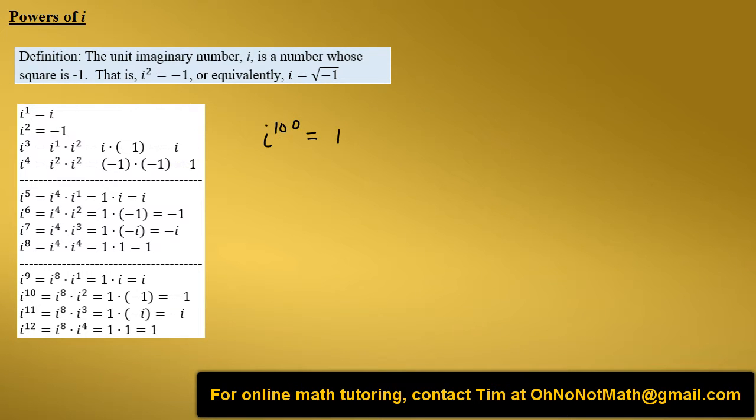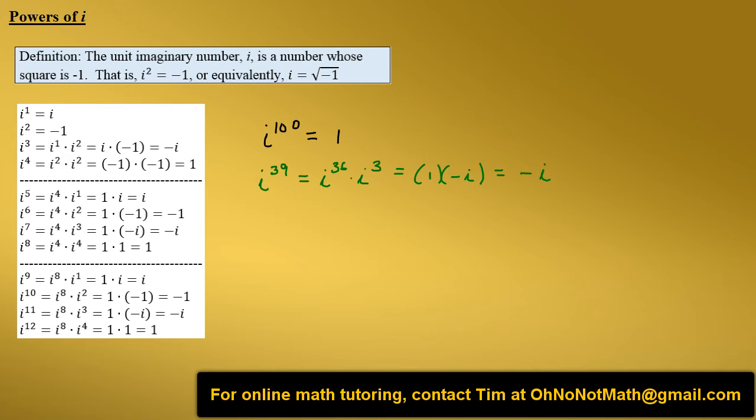Now what if we want to simplify a power of i with an exponent that is not a multiple of 4? Let's say we have i to the 39, for example. We can rewrite this as i to the 36, 36 is a multiple of 4, times i to the third. i to the 36, since 36 is a multiple of 4, equals 1. And then i to the third just equals -i. And 1 times -i is -i. So we simplified i to the 39th just equals -i.